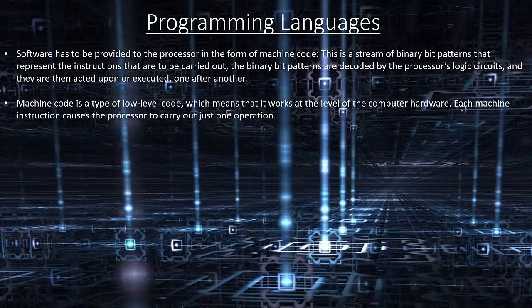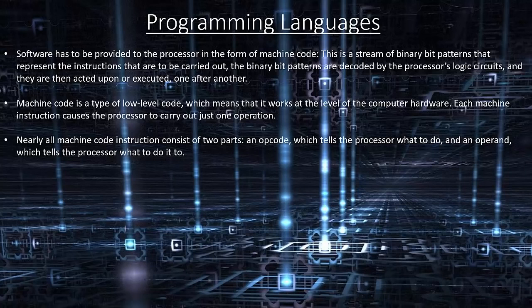Machine code is a type of low-level code, which means that it works at the level of the computer hardware. Each machine instruction causes the processor to carry out just one operation. Nearly all machine code instructions consist of two parts: an opcode, which tells the processor what to do, and an operand, which tells the processor what to do it to.